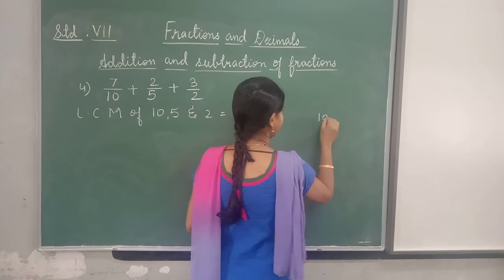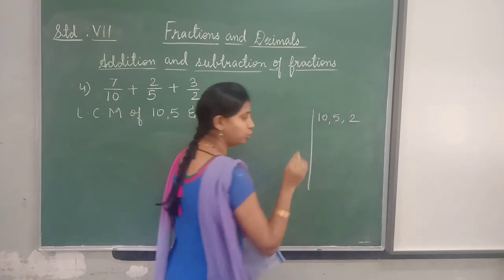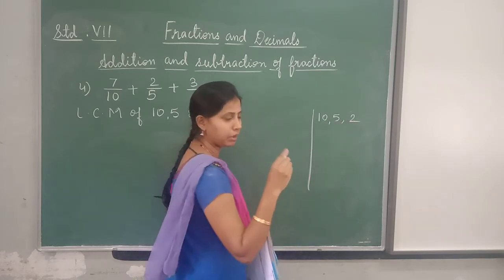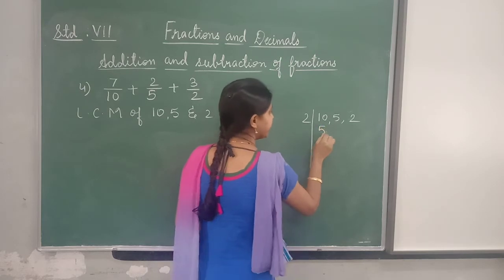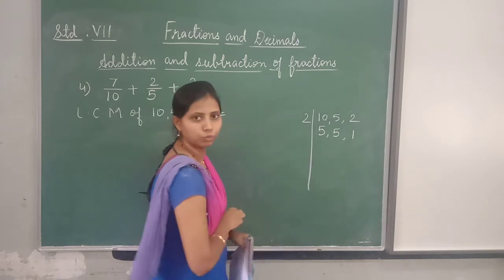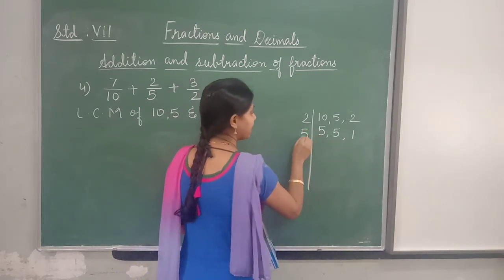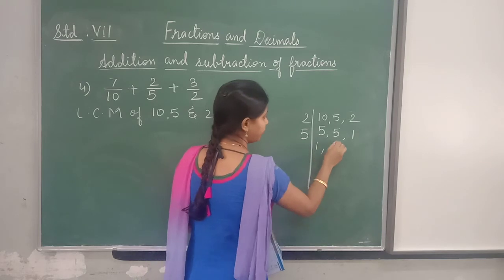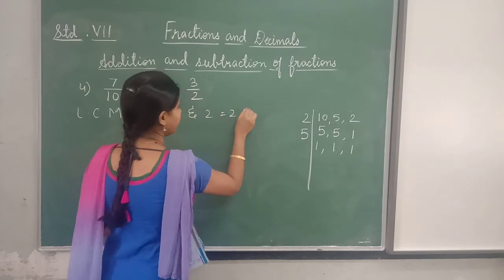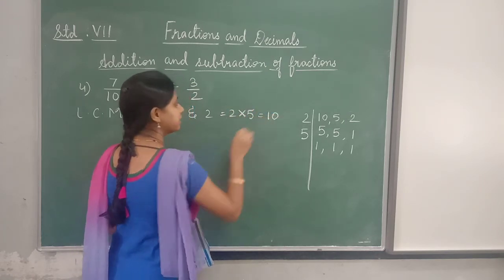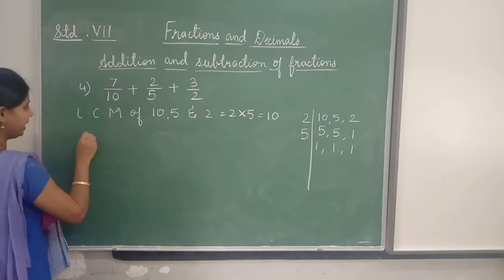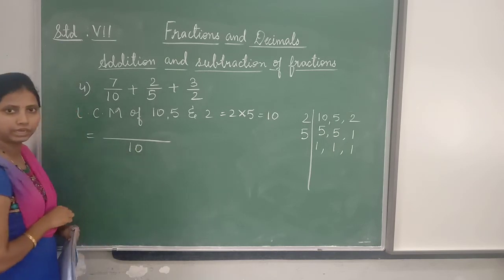So it is 10, 5, 2. Okay, so now factors. First factor is 2. 10 and 2 both are divisible by 2. So take 2. 2 5s are 10. 5 is not divisible, write as it is. 2 1s are 2. Okay, next factor will be 5. 5 1s are 5, 5 1s are 5 and 1. So you got 1. Now multiply the factors. 2 into 5 is nothing but 10. So 10 is the LCM of 10, 5 and 2. So write that in the denominator 10.